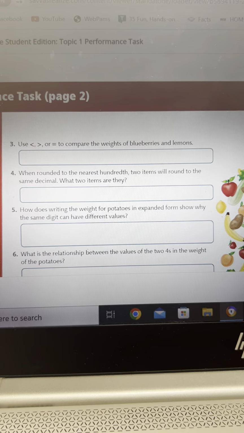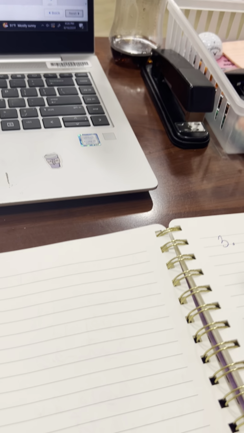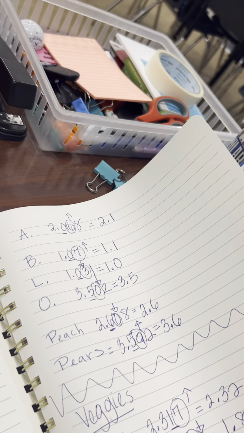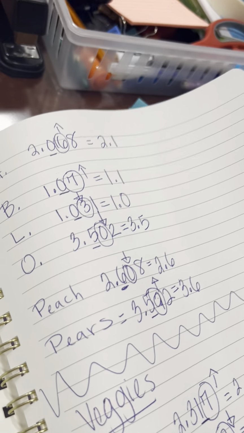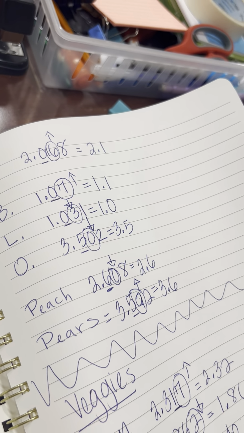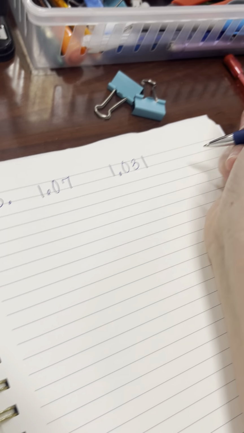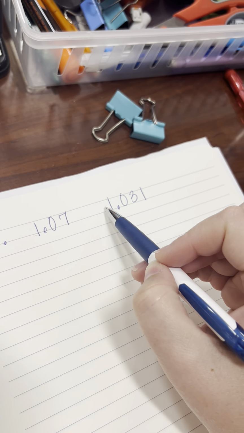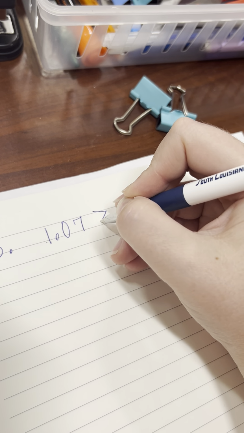Number 3 wants you to compare lemons and blueberries. So I'm going to look back at my lemons and blueberries. So blueberries, we had 1.007. That's blueberries. Lemons were 1.031. And you compare each place. 1, 1, 0, 0, 7, 3. The 7's bigger.